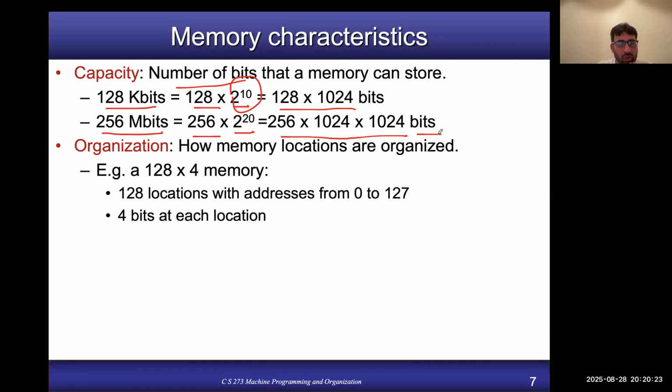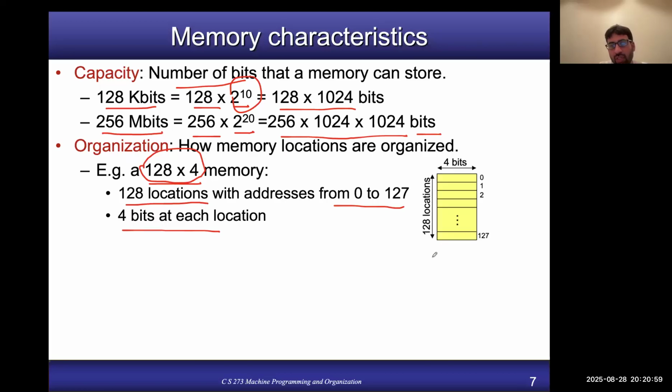Organization is basically how memory locations are organized. For example, if I say we have a 128 cross 4 memory, what information is conveyed by this statement? It tells me that in my memory chip, I have 128 locations, and their addresses are from 0 to 127, and each location is 4 bits wide, which means each location can store 4 bits. So what will be the total capacity of the memory chip? It will be 128 times 4.